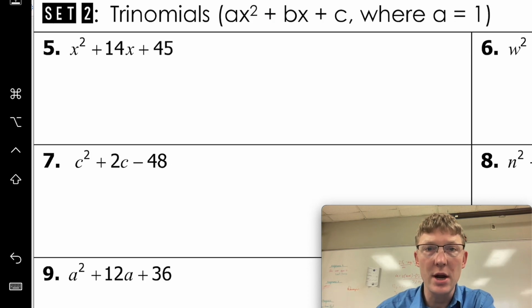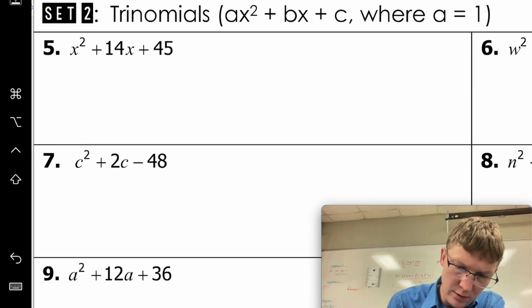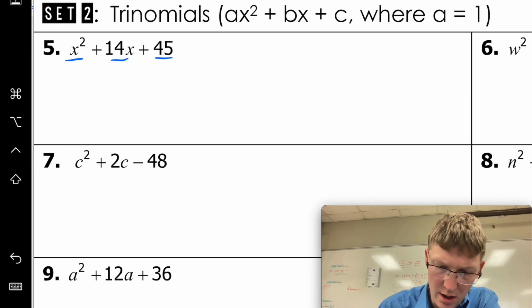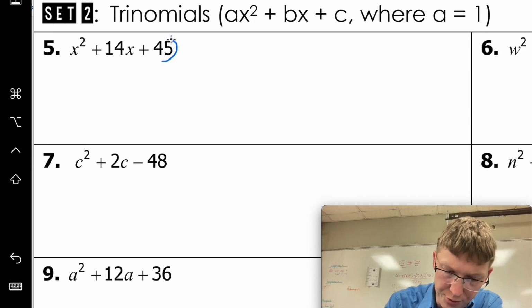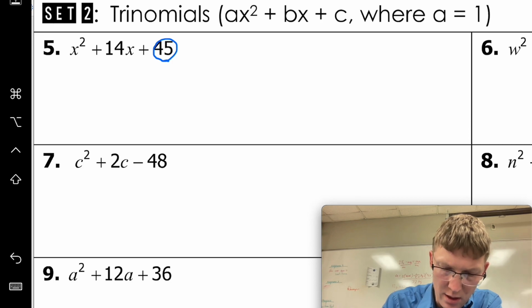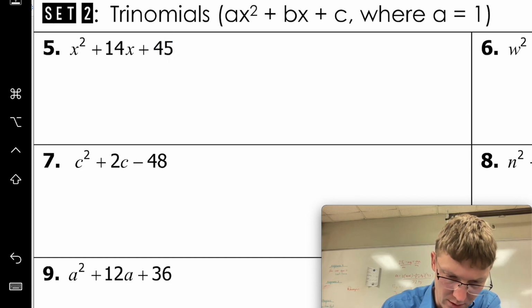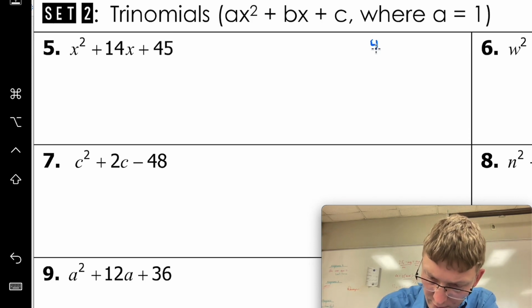So factoring trinomials, this is when you've got 3 terms. So usually it's an x squared, an x, and a number. And hopefully you remember this, but this is where you're going to take multiples of this number, and they're going to either add or subtract to give you this number. So let's try it out. So if we look at 45, I'm going to do my notes over here off to the left.